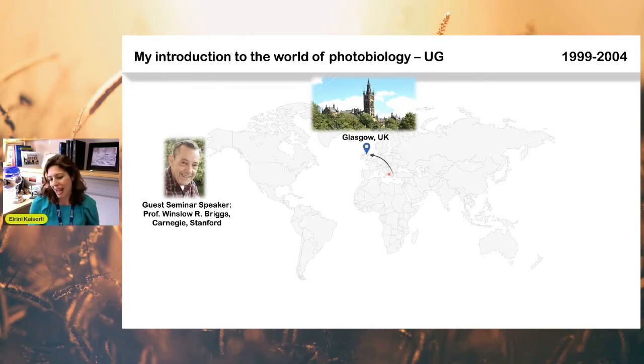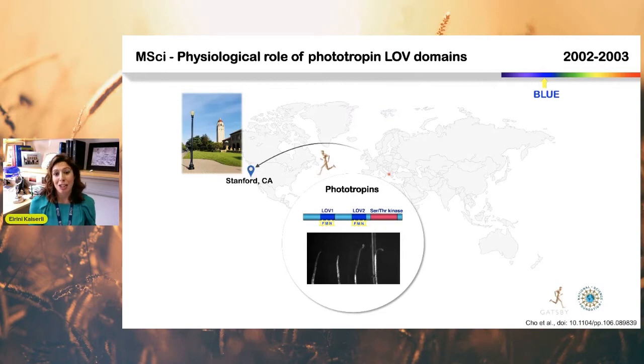At the same time, I had the opportunity to apply for a work placement program, which is basically where you can do 1 year of research in a lab as part of your degree. And I thought it would be amazing if I could go to this lab to work on a project like this. And I did. I emailed Winslow. And thanks to a Sainsbury undergraduate studentship, this was made possible. I was able to go to Stanford to do my work placement, and that was my first introduction to research, and it was on phototropins, the blue light receptors.